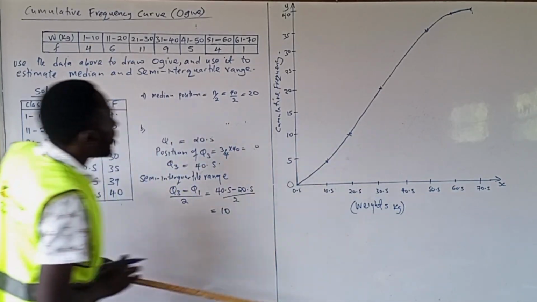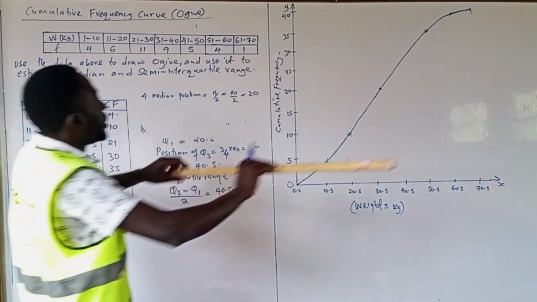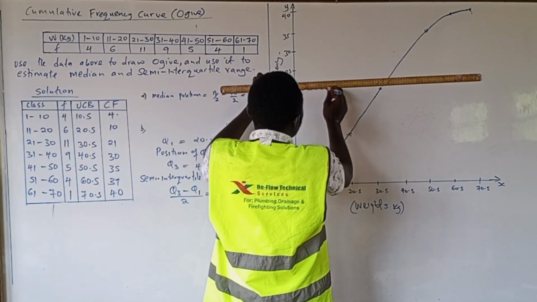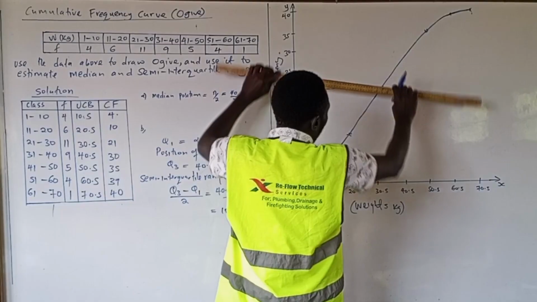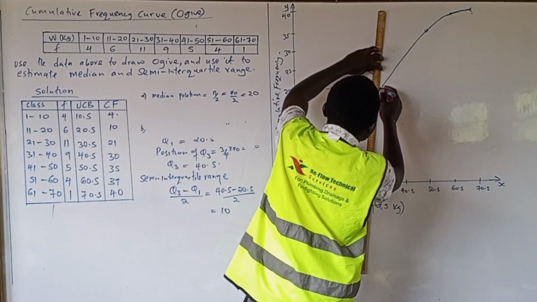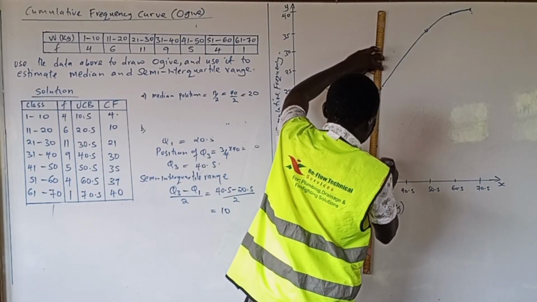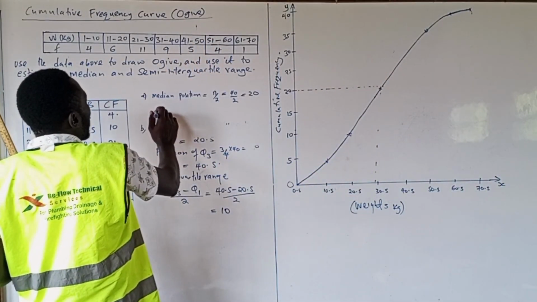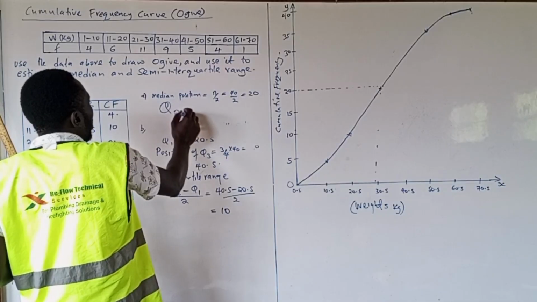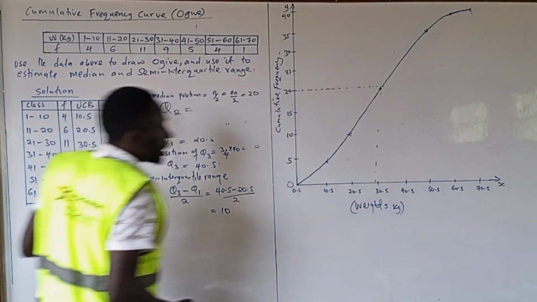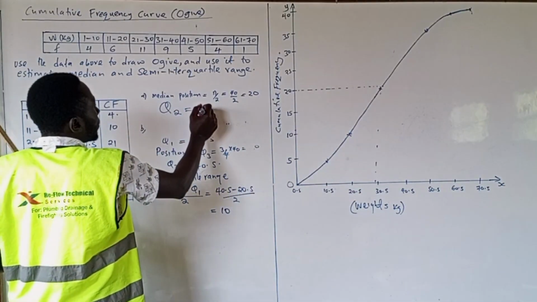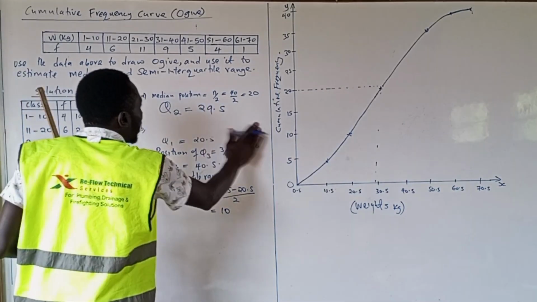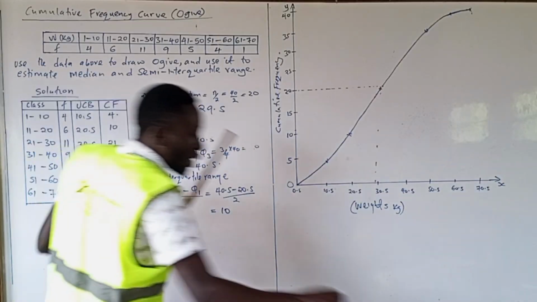So you go to your graph where 20 is on the cumulative frequency. We are using our graph to solve it. So you come down and read the value here. The median is normally represented by Q2. When you draw a good graph and read it, the answer will be 29.5. That is how we get the median.